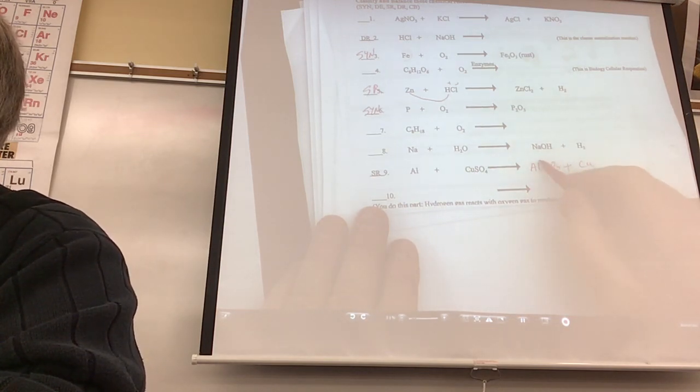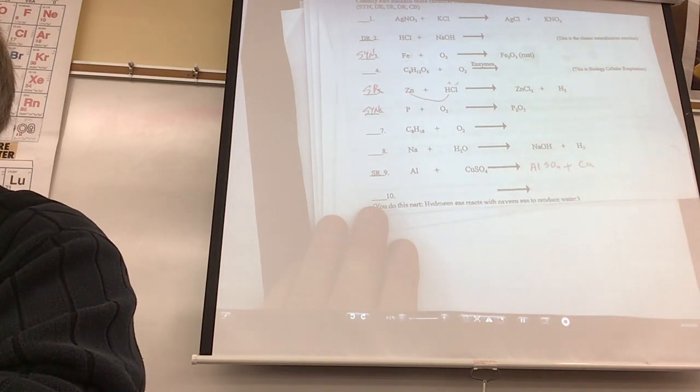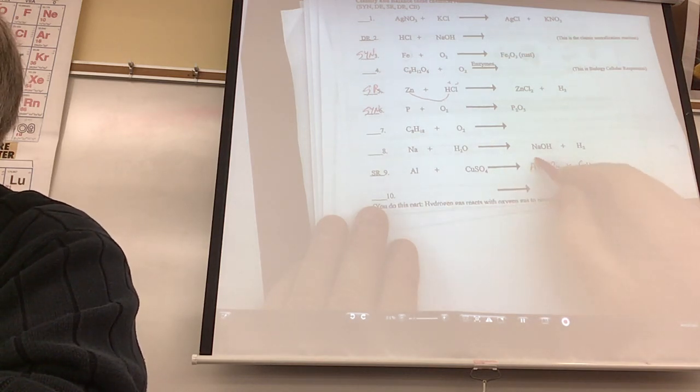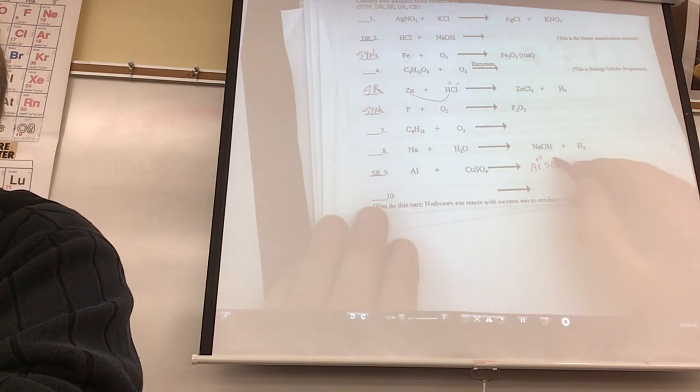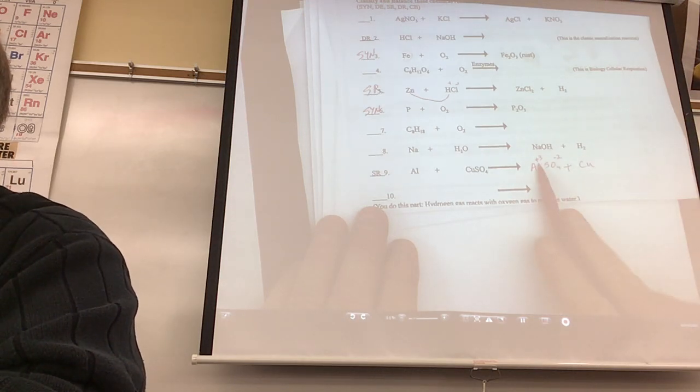What's the charge of aluminum in a compound? Look at the periodic table. What's the charge of aluminum in a compound? Isn't it one of the always metals? What is it? +3. And what's the charge on sulfate? I know you didn't memorize those yet, did you? Anybody know sulfate's charge? -2. Now what are we going to do about that? What are you going to do about the fact that you're +3 and you're -2?